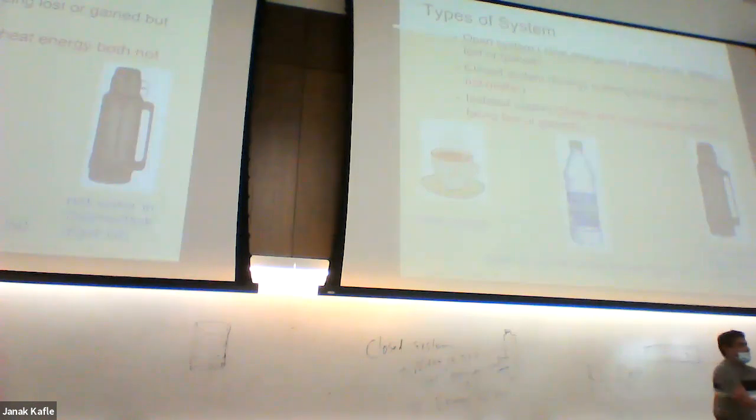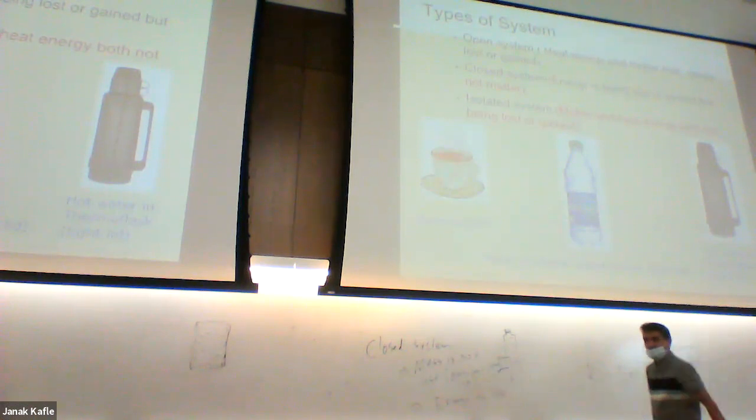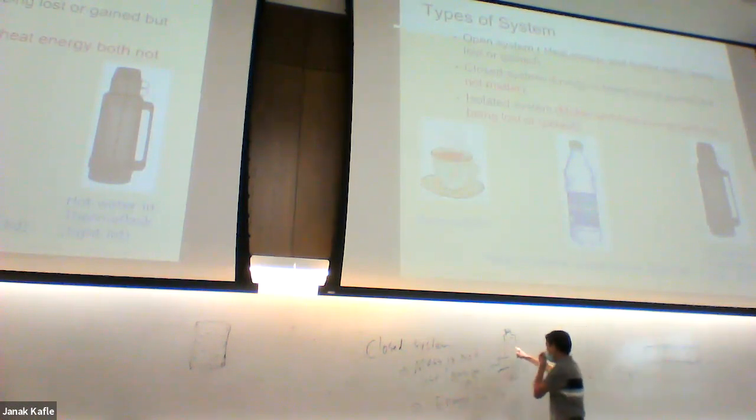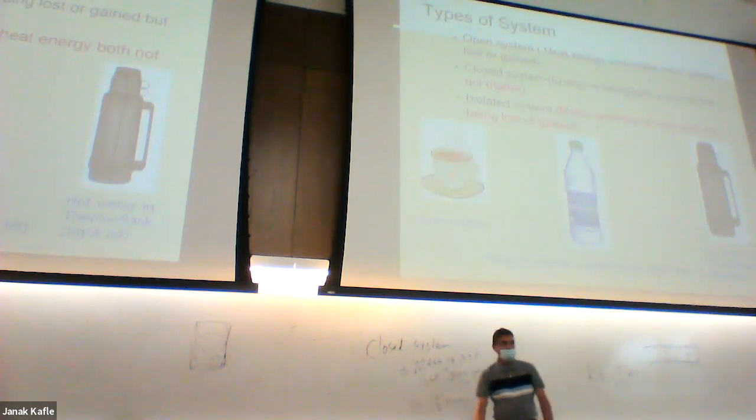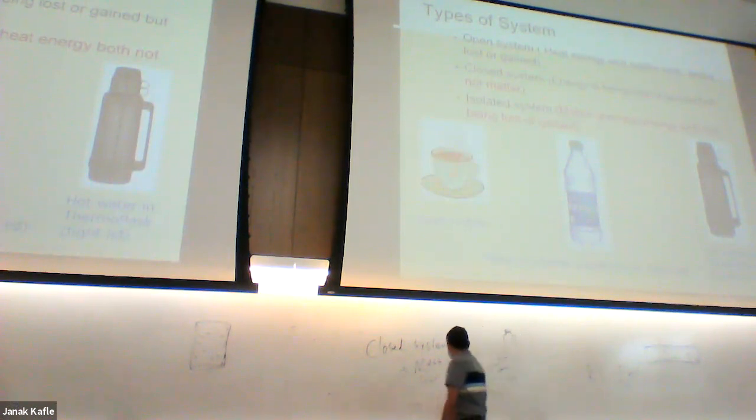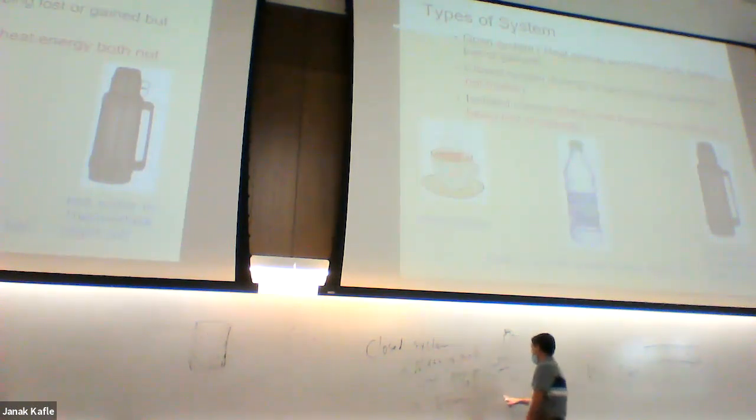A closed system does not lose mass. It just either becomes cold or becomes hot. If you put it in heat, it becomes hot. If you put it in cold, it becomes cold. Why does it become cold? Because it loses heat energy through the wall to the outside. Good. So in a closed system, mass is not lost, but energy is lost.